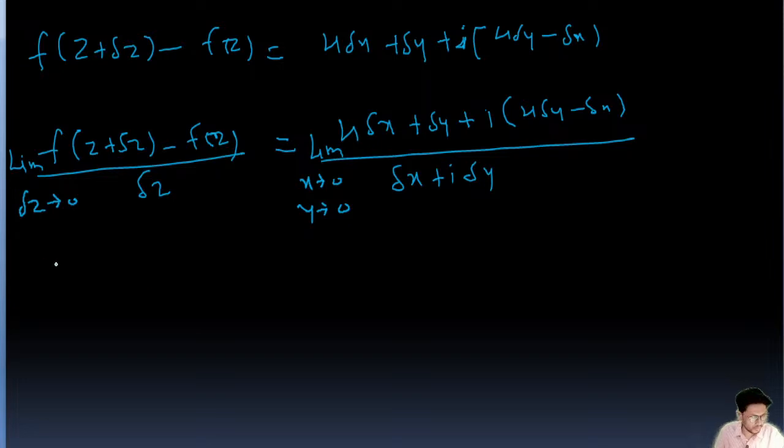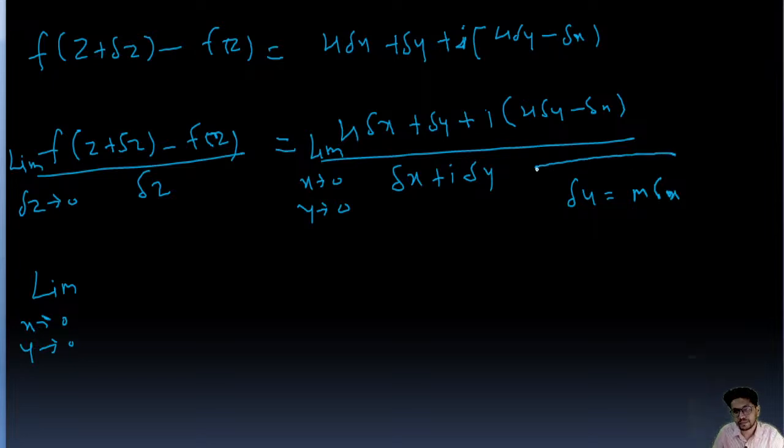Okay, so this is going to be limit x tends to 0, y tends to 0. Okay, and also we'll put delta y equal to m delta x, delta y equal to m delta x. Okay, m delta x, we'll put this.